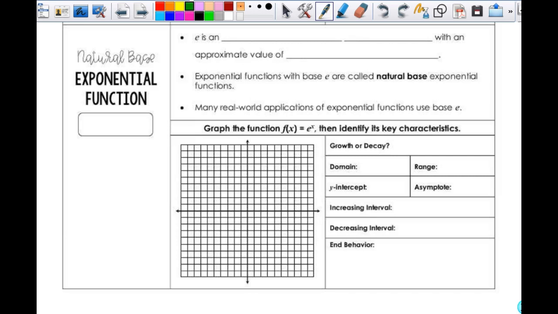e is just a number. We get that, right? You at least learned that much. I think it was new to you in Algebra 2. It's what we call a natural base exponential function. So this is where f of x is equal to e to the x power.